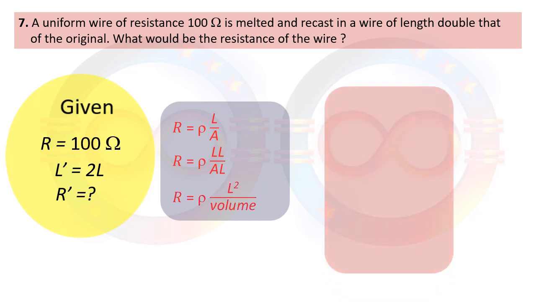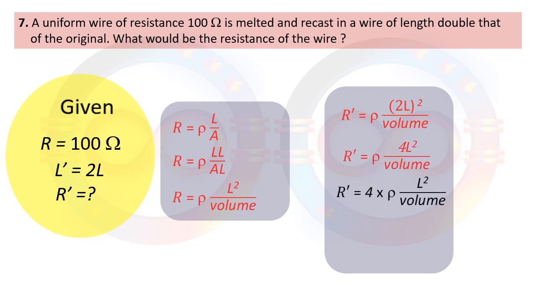After this, what we are going to have here is, we can calculate R dash, that is the new resistance, as rho into L dash square, or 2L square, upon volume. So on squaring it, it is 4L square, or 4 times the value of R that we have already obtained here, that is 4 into R. So initial resistance was how much? Initial resistance was 100 ohm. Now the value of new resistance is going to be 400 ohm on stretching or recasting the wire to double of its initial length.